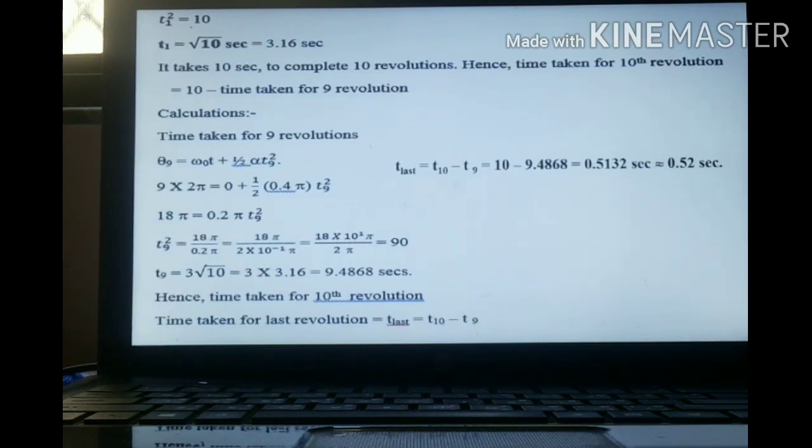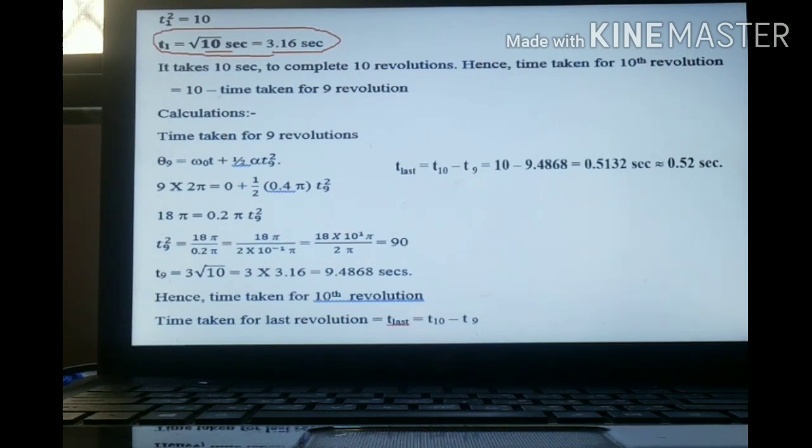So ultimately, what is the value of T1? That is root 10. If you solve it with the help of logbook, root 10's value you will be getting is 3.16 seconds. So time required for the first revolution is 3.16 seconds. Now what we want to find out is the time required for the last revolution.